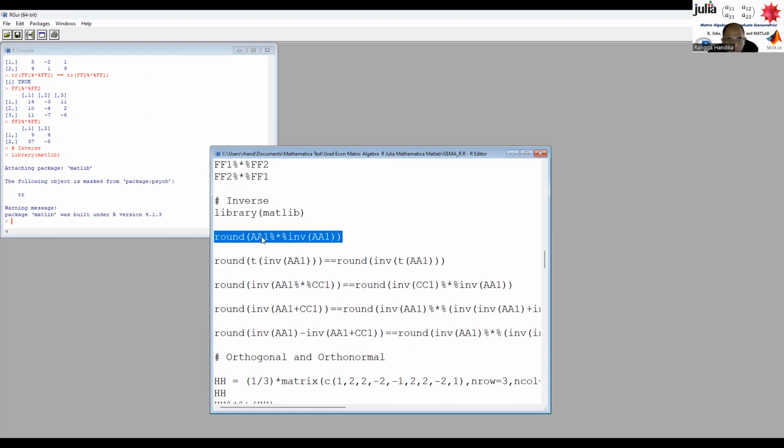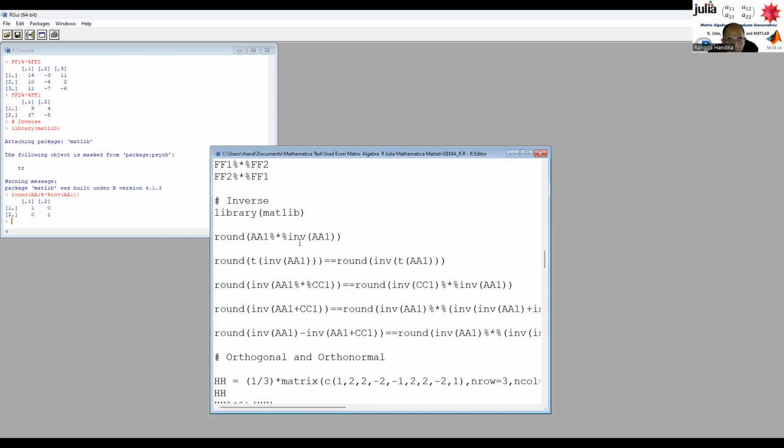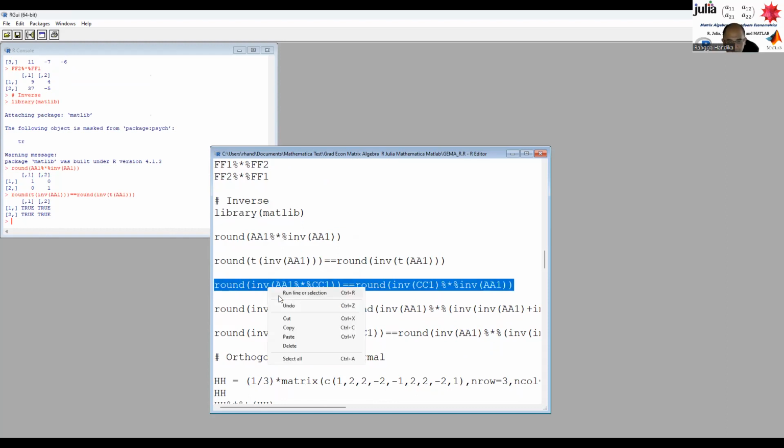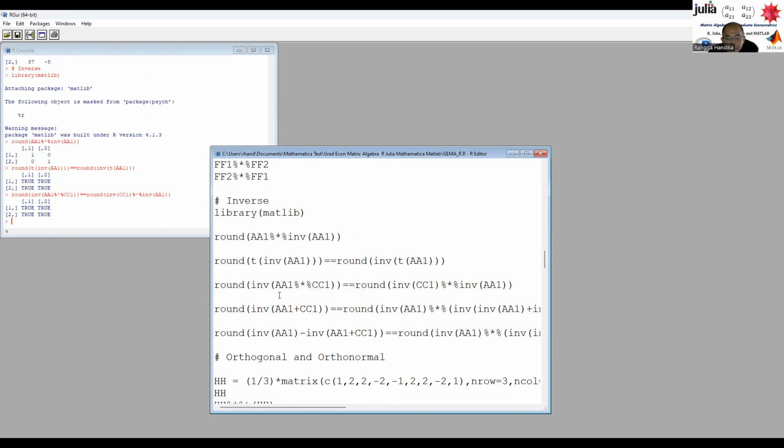So you can see A multiplied by its inverse is the identity. So that's the meaning of inverse: when a matrix is multiplied by its inverse, the result will be the identity. So the transpose of the inverse will be the same as the inverse of the transpose. And then the inverse of A and C multiplied will be similar to the inverse of C multiplied by the inverse of A. So this is another rule here.